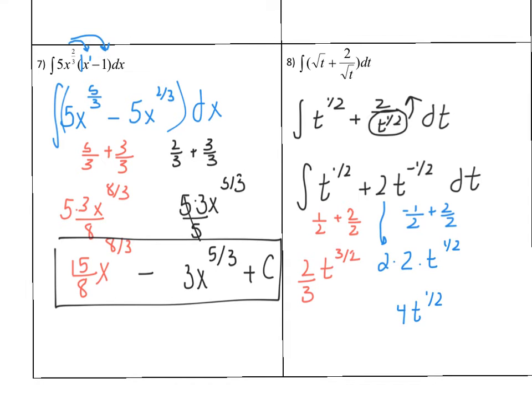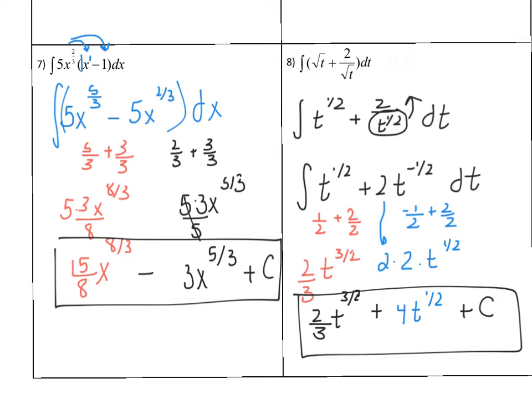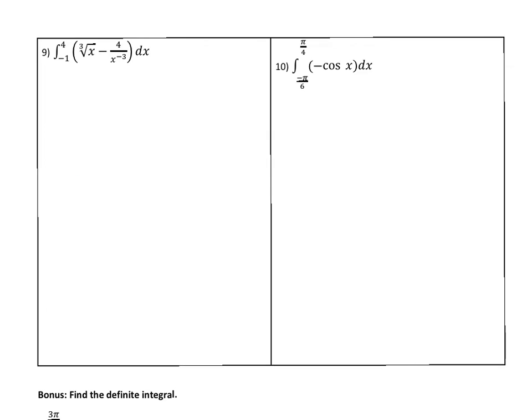And then again, don't forget to bring down your plus sign, your 2/3 t to the 3/2. And then because there are no limits, we're going to put a plus c. So that should be our final answer. All right, let's move on to question 9.